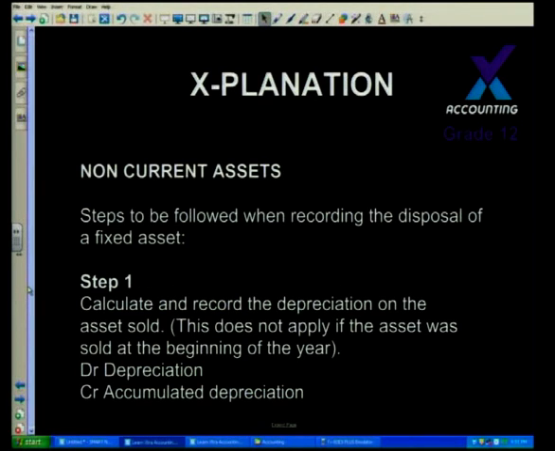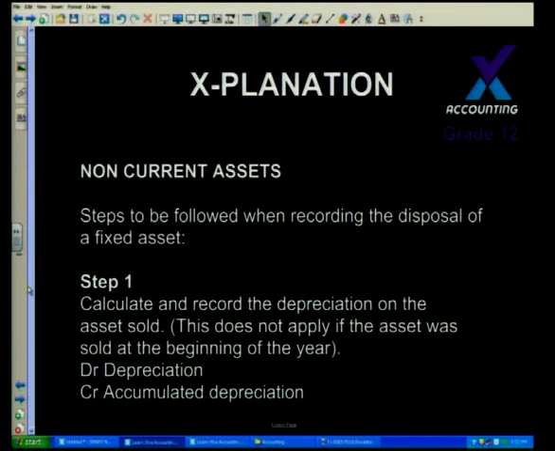Remember that when you are disposing of non-current assets, there are always 5 steps that need to be followed. Let's review what those 5 steps are. First of all, you need to calculate and record the depreciation on the fixed asset that is being disposed of. When we say disposed of, we mean that the asset has been sold, or that the asset has been taken out by the owner, or that the asset has been donated.